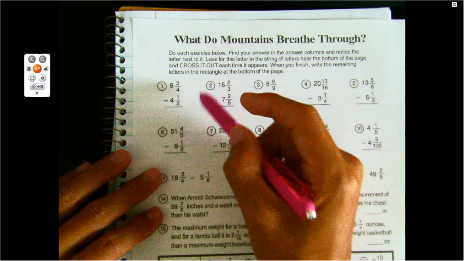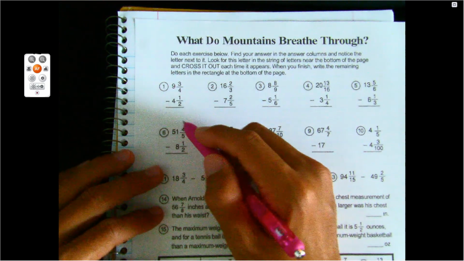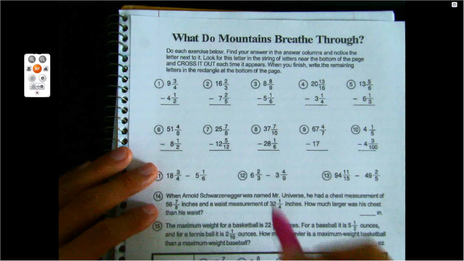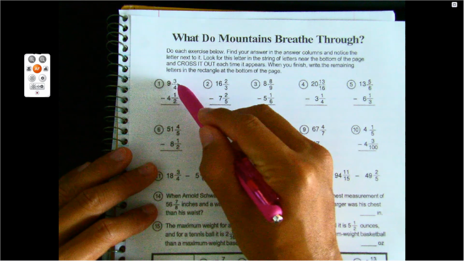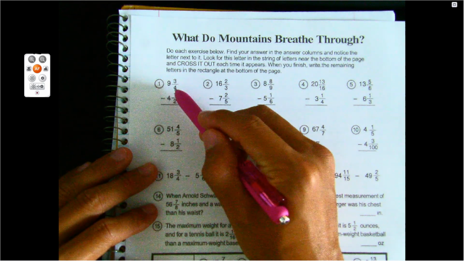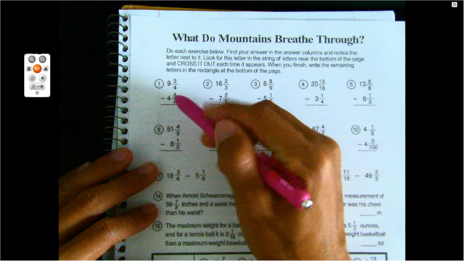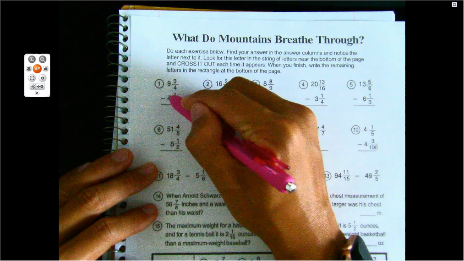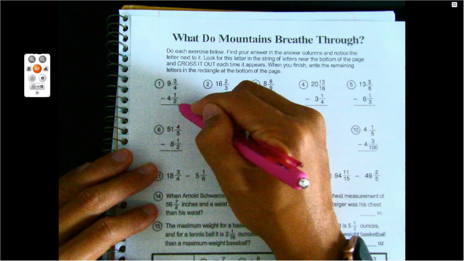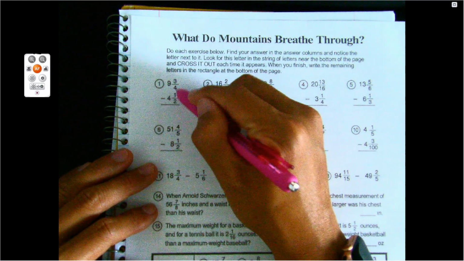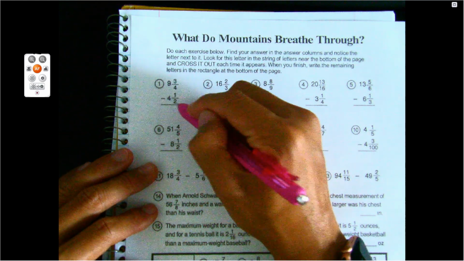For number 1, I'm going to show you how to do it on the paper if that's what you decide to do. So we are going to be subtracting mixed numbers with uncommon denominators, different denominators. So we have 9 3/4 minus 4 1/2. And we can't subtract this because 4 and 2 are not common denominators. So let's make them common.